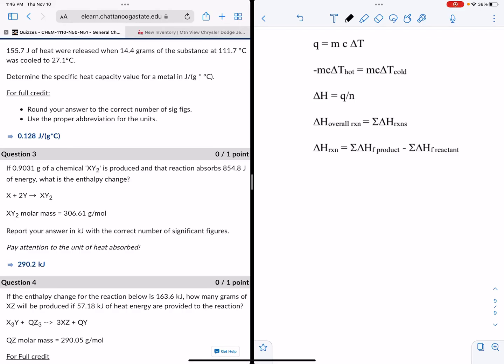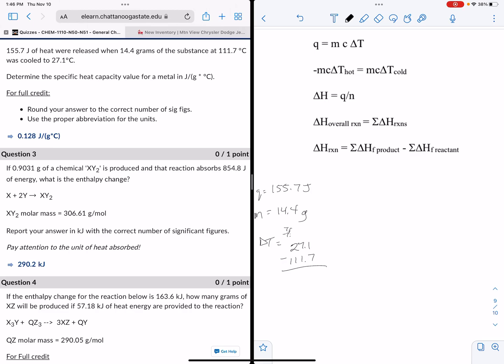In this problem right here, we're seeing a few different units, so I'm going to go ahead and write them down. So I see 155.7 joules, that's a Q. I'm seeing 14.4 grams, so that's a mass. I'm seeing a temperature change, so delta T, and remember it's always T final minus T initial. So I'm going to do cooled to 27.1, so this is the final, and that was the temperature change right there.